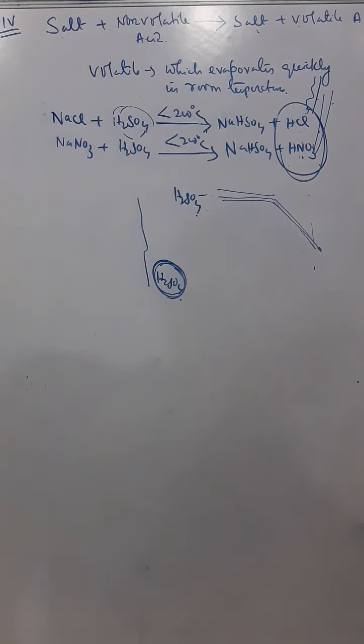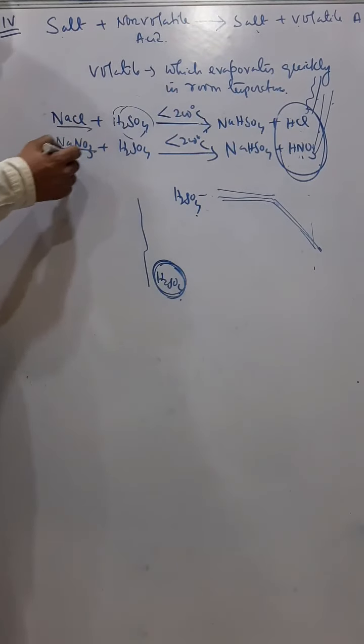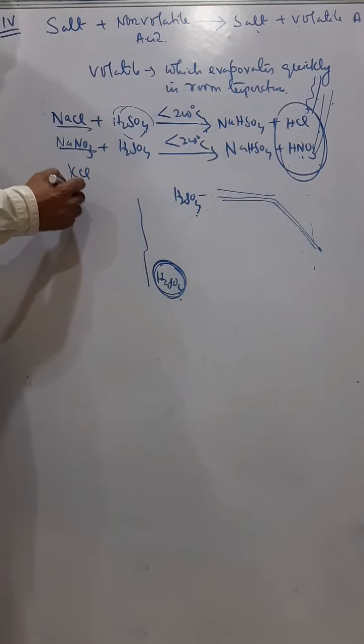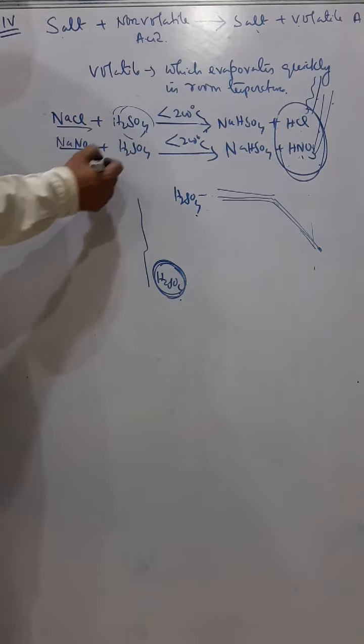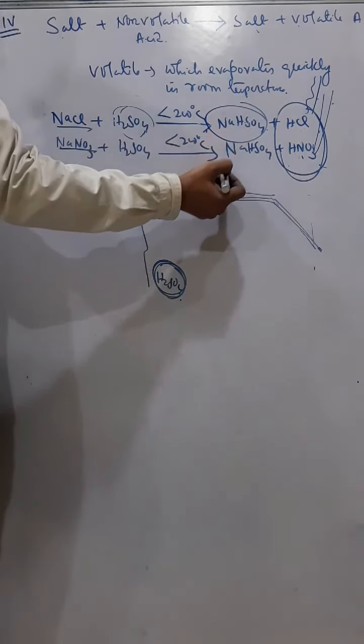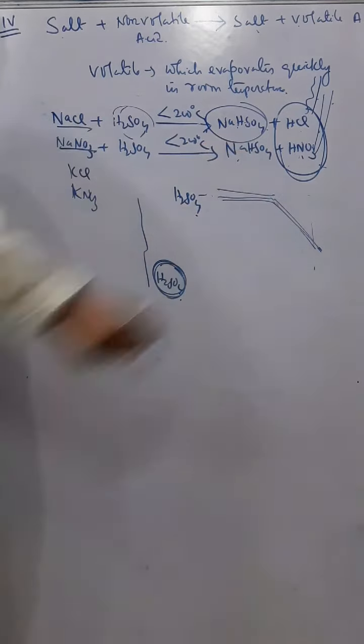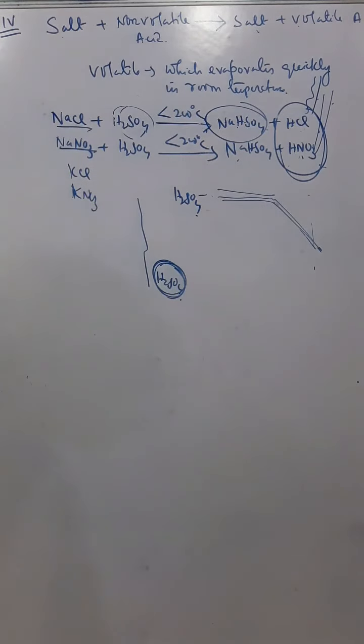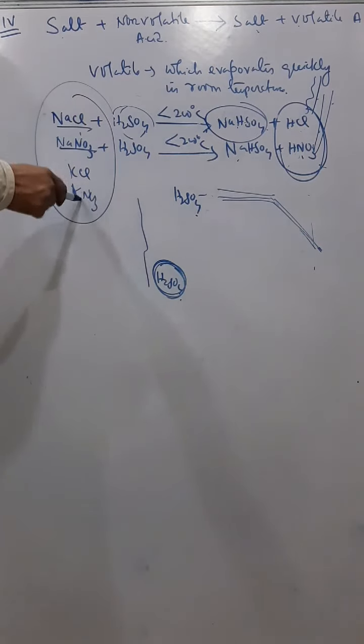So temperature should be less than 200 degrees Celsius. Now similarly, instead of NaCl, if I take KCl, I can also take KNO3. So the reaction will be the same, only in this case we will have KHSO4, and the other reactions are the same. So we can either use sodium salts or potassium salts for preparing in this method.